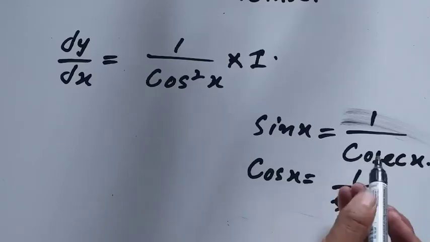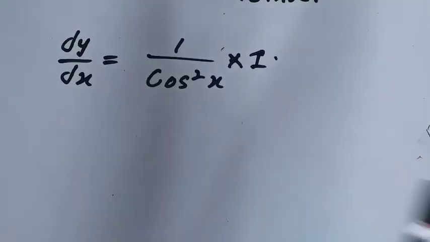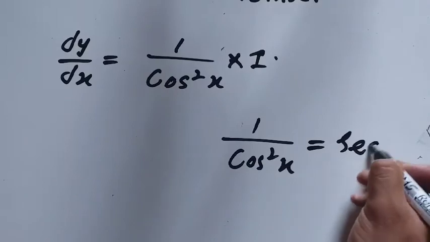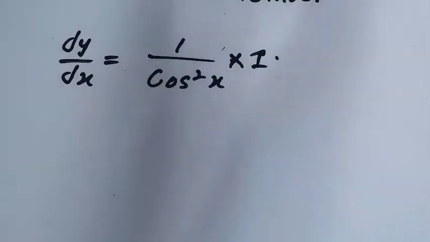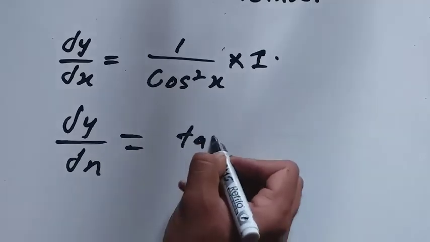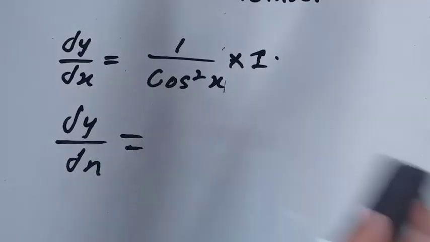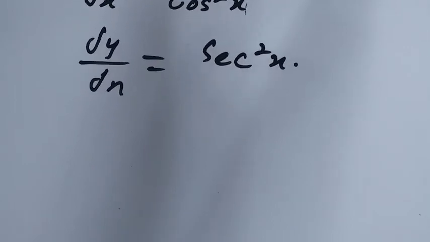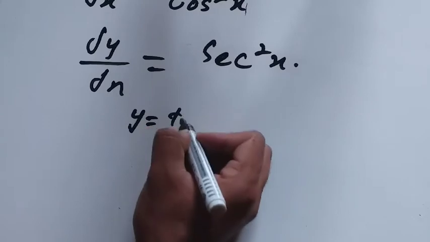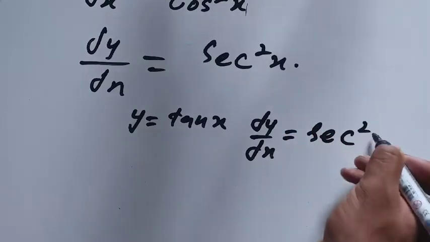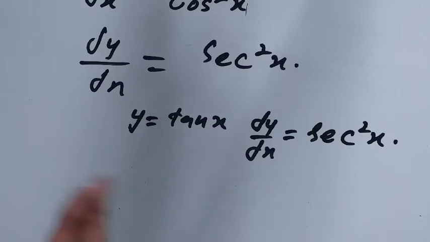Now if we rewrite this in this form, we have 1 by cos square x. We can write this as sec square x. Now put this in, that is dy divided by dx is equal to sec square of x. Now this is our result. We proved that if y is equal to tan x, then dy by dx comes out to be sec square x. This is our proof of tan x by the ab initio method.